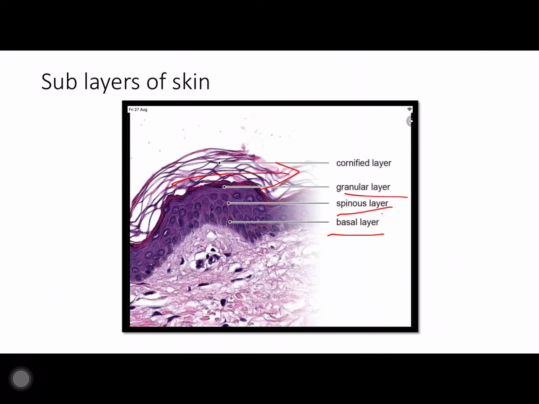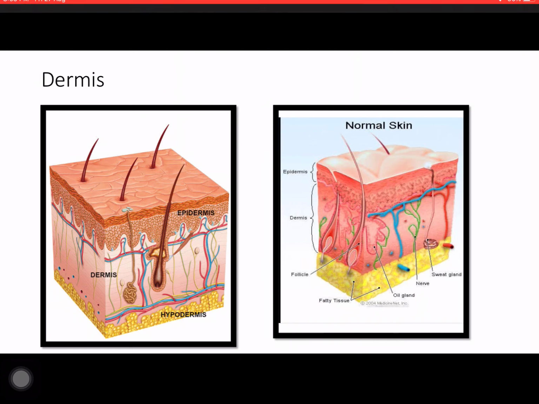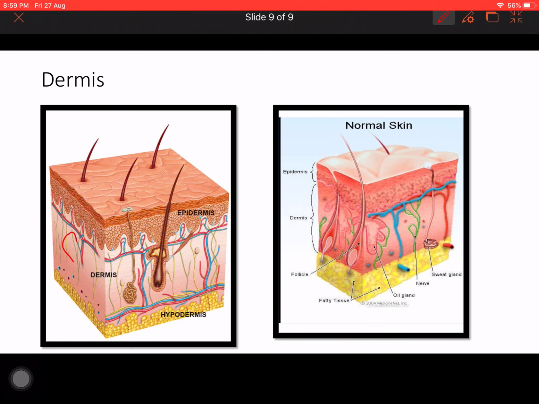The dermis, also called the corium, is the inner thick layer of connective tissue. We can see the dermis over here. It is the inner thick layer of connective tissue made up of elastic fibers, so it is very tough.